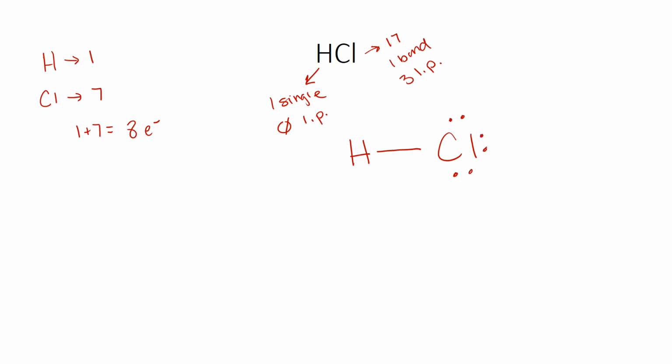All right, check your 8 electrons. 2, 4, 6, 8. Our picture has 8 electrons. The chlorine has 8, hydrogen has 2. This picture is good.